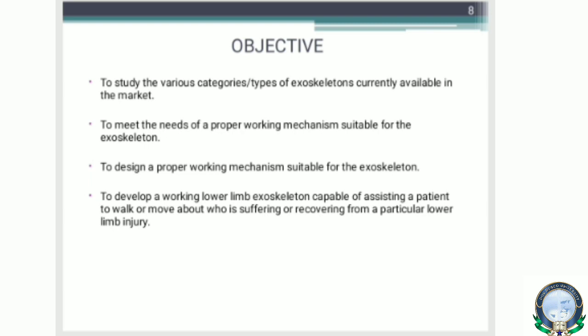Objective. Our objective is to study the various categories and types of exoskeleton currently available in the market to meet the needs of proper working mechanisms suitable for the exoskeletons. Our objective is also to design a proper working mechanism suitable for the exoskeleton. Our objective is also to develop a working lower limb exoskeleton capable of assisting a patient to walk or move about who is suffering or recovering from a particular lower limb injury.